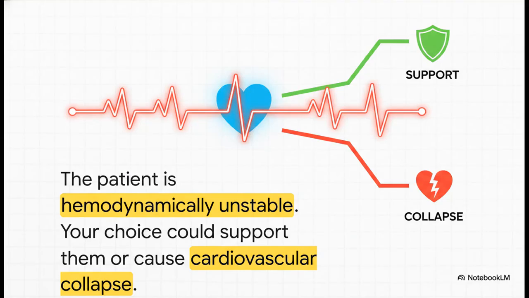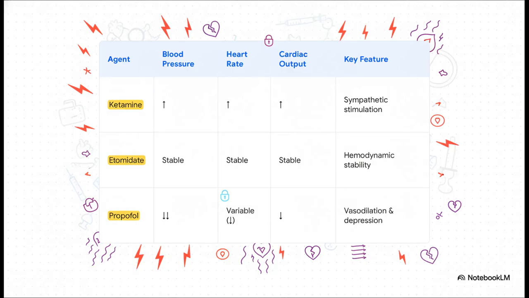All right, let's switch gears to another super high-stakes situation, the hemodynamically unstable patient. This could be a trauma patient, someone with raging sepsis, or a patient with a very weak heart. Here, your choice of induction agent could either support them or cause a complete cardiovascular collapse. The stakes just couldn't be higher. And our choice here? It's absolutely critical.